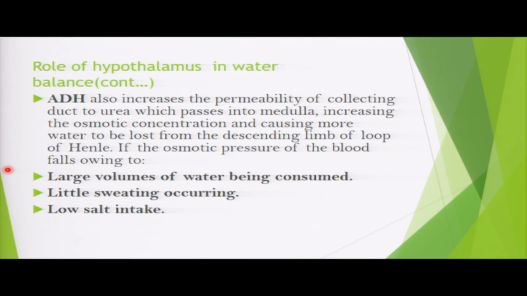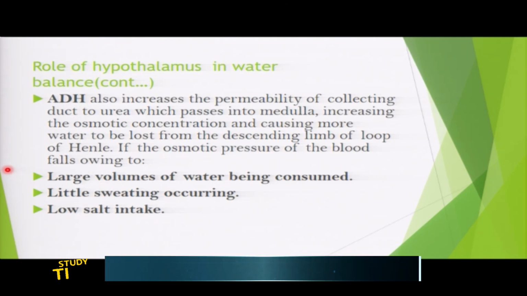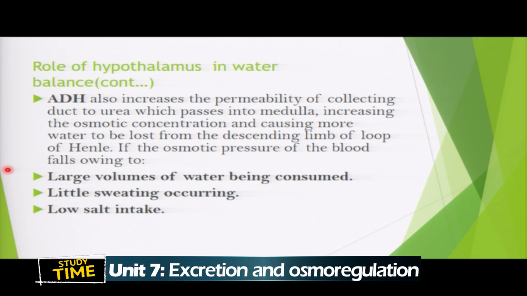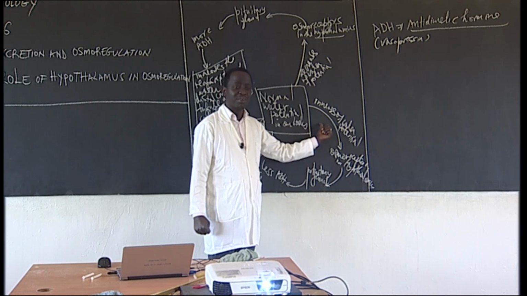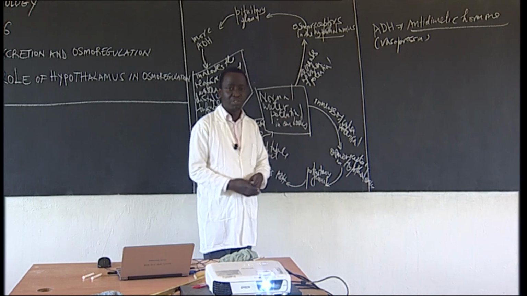This is what you have seen. What can cause the osmotic pressure to be lowered? If the osmotic pressure is lowered, there is an increase of water potential. What can cause this? If you drink a large amount of water, the water potential is going to increase. If there is little sweating, this also can increase the water potential. Also, if you don't take much salt, it can cause the osmotic pressure to decrease.